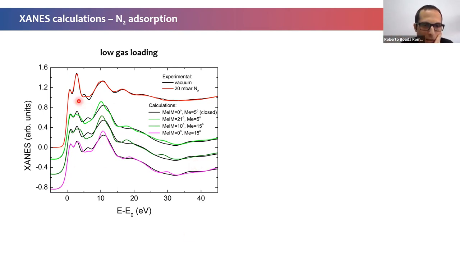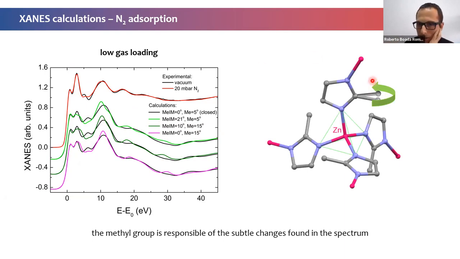By comparing the different calculations with the changes in the experimental spectrum, we believe that the best matching condition, because it reproduces the relative intensity of the experimental spectrum and the disappearance of this feature here, is this latter case. So there is a little bit of a swing, this bending of the methyl group, which is kind of in the sense of more gate opening, even though it's not opening the gate, it's not opening the port to allow the nitrogen gas molecules to go in.